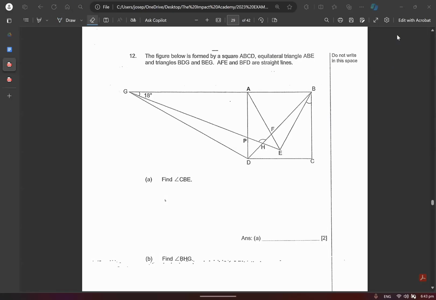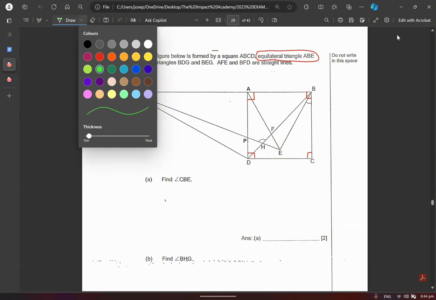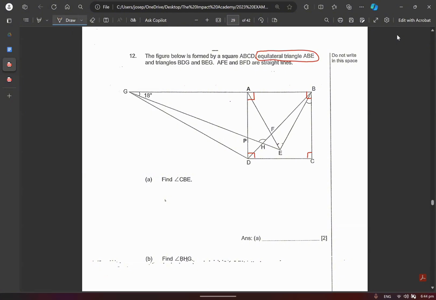Well, so again, as you can see, this is a square ABCD. Whenever it's a square, you want to quickly note down that it's 90 degrees. As much as possible, note them down. And more importantly, this is equilateral triangle ABE. So that means this is 60. True?